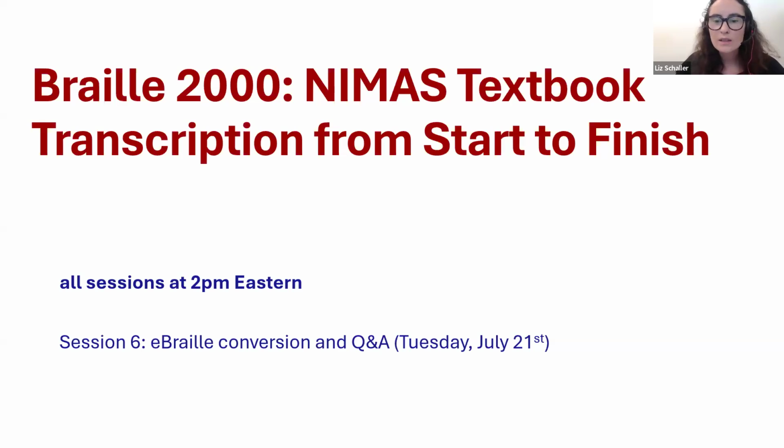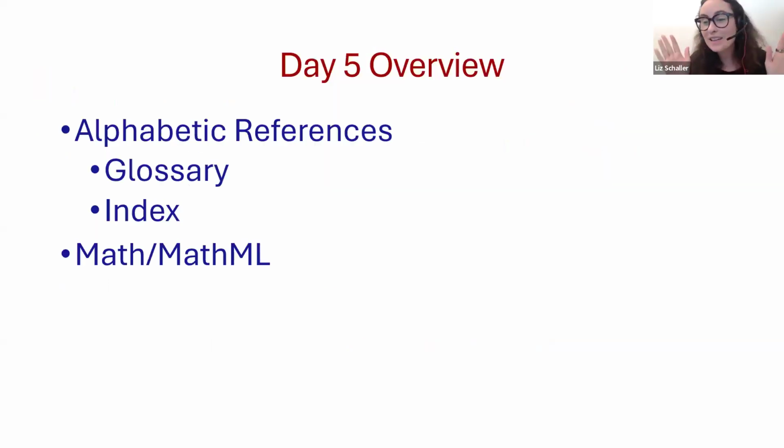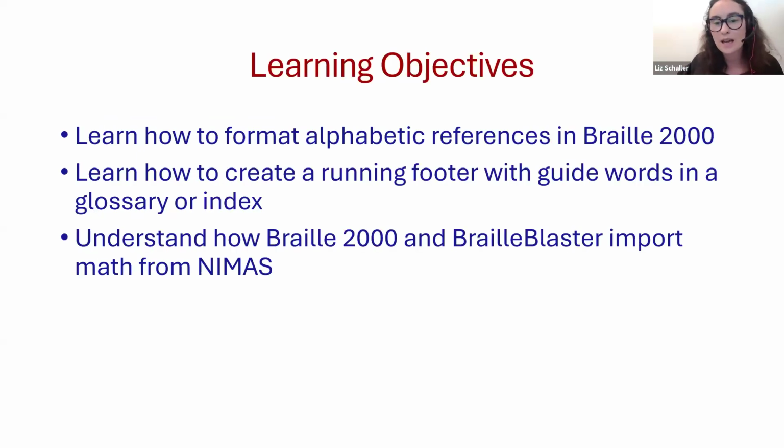Can you advance the slides, Rosemary? Yeah, no problem. So today we have two big topics that we're covering. The first is alphabetic references like your glossary and your index. And then second, we're going to jump into math and specifically MathML tagging. And Rosemary has lots of great examples to show you of how to work with the math in NIMAS files.